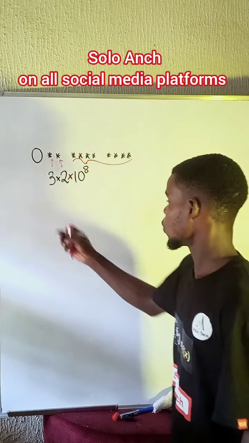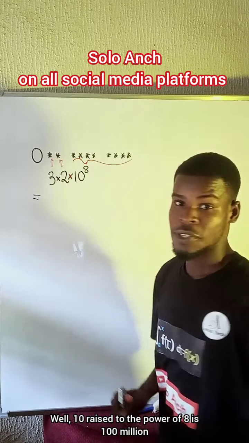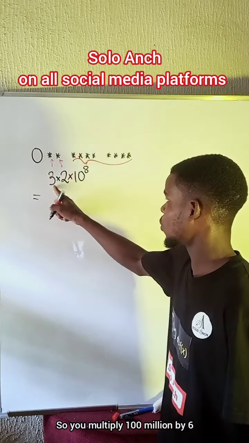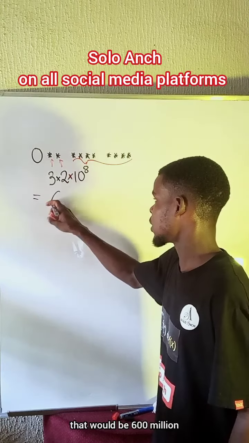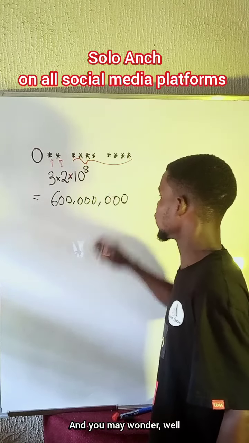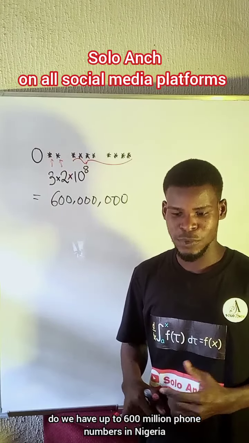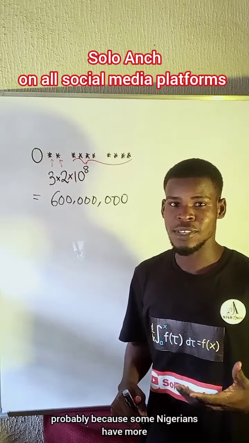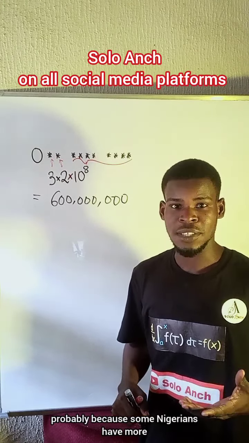Good. Okay, so how many is this? Well, 10 raised to the power of 8 is 100 million. So you multiply 100 million by 6, that will be 600 million. Okay, and you may wonder, well, do we have up to 600 million phone numbers in Nigeria? Well, probably. Probably because some Nigerians have more than one phone number, right?